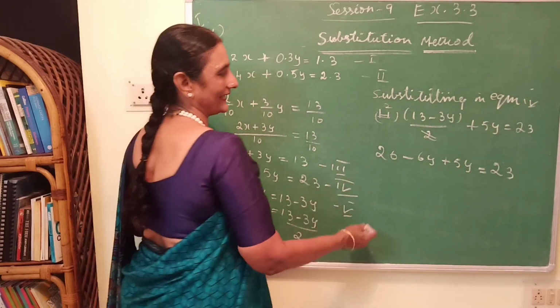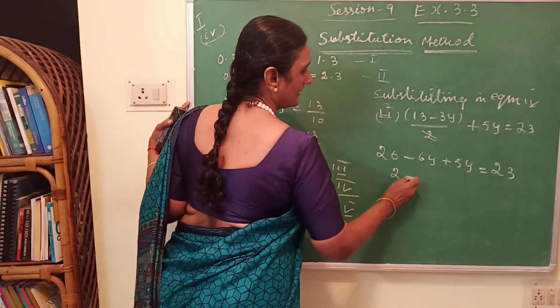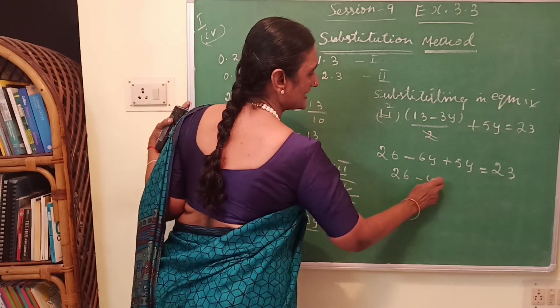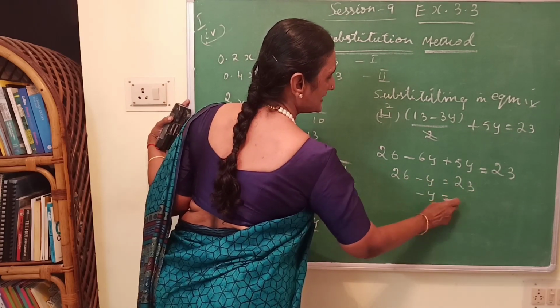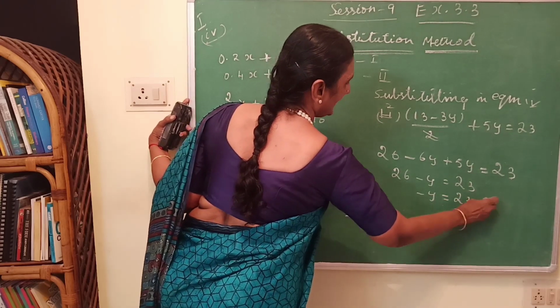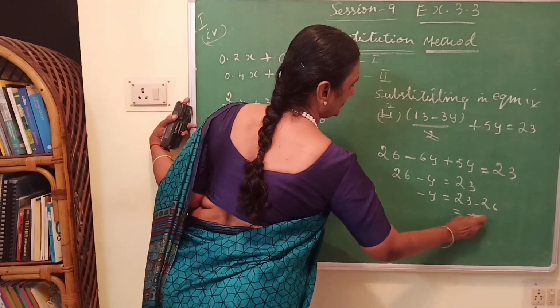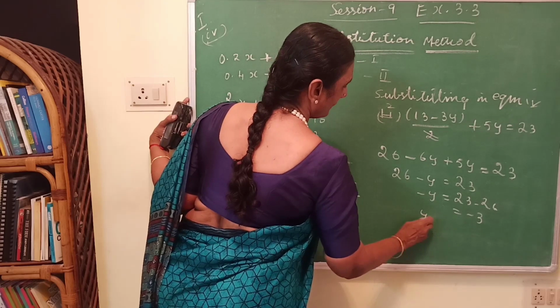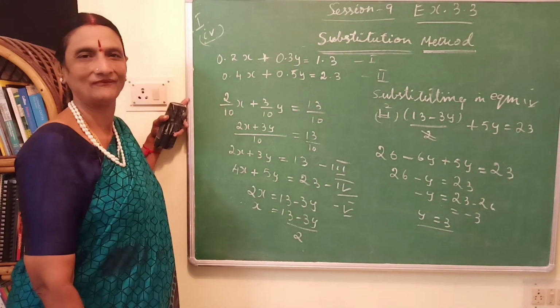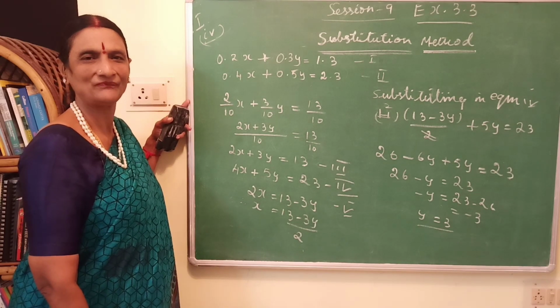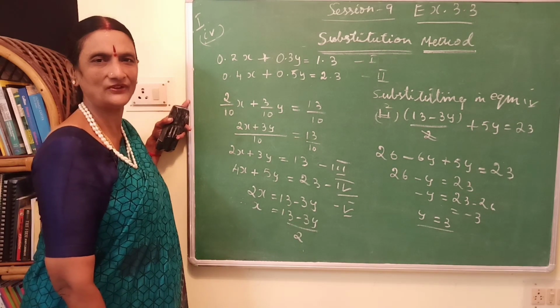Now we have to work again. This becomes 26 minus y is equal to 23. So minus y is equal to 23 minus 26, giving you the answer minus 3. Therefore, y is equal to 3 is the answer for y. Is that clear to you? Okay, shall we proceed further?